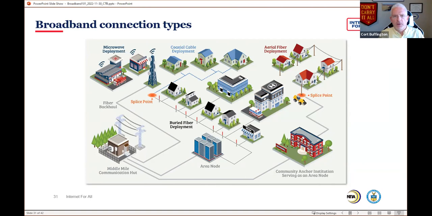And here we see several different kinds. We depict aerial deployments, which could be fiber, could be copper. Fiber and copper can also be underground. It can be a buried deployment. There are different splice points or junction points where it may go from in the ground to aerial or aerial to back in the ground. And then there's also paths through the air where we see microwave or wireless equipment.